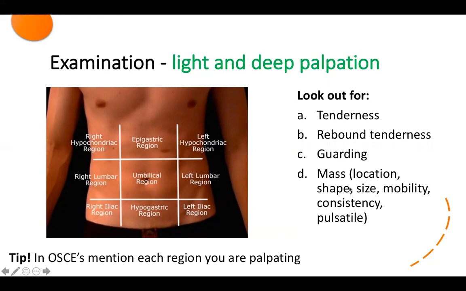If you do suspect a mass, or you do feel a mass somewhere in the abdomen, try and comment on where exactly it's located, if you can see its shape, size possibly. Is it mobile or not? Consistency, and is it pulsatile?